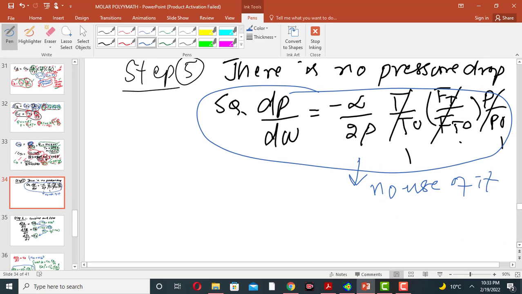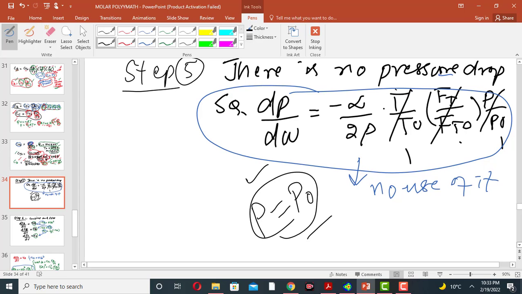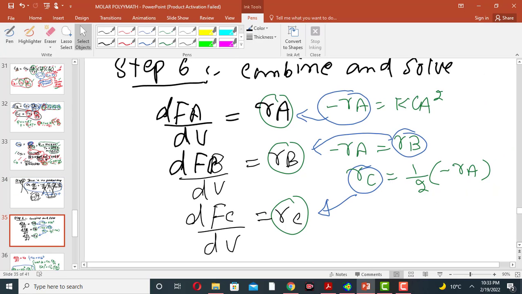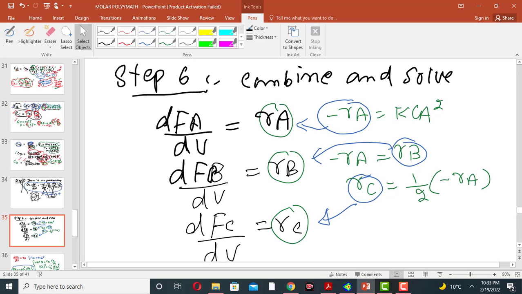Similarly, in the fifth step there is no pressure drop, because we already discussed that there is no pressure drop. P is equal to P naught. There is no pressure drop in the PFR reactor, so we will ignore this term. No use of it, so don't use this term in this reactor. Now in step number 6, combine all the above equations, so combine and solve.